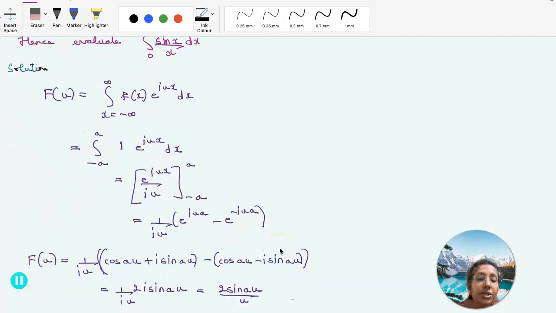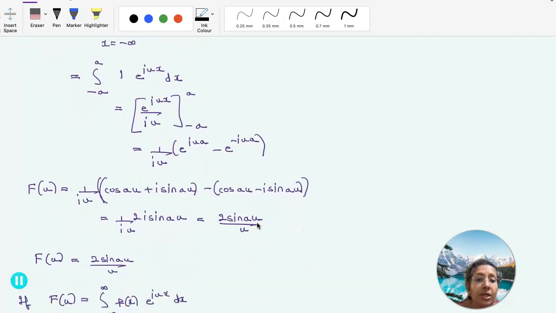So that will be e raised to iux by iu within the limits minus a to a, because the integral of e raised to x is e raised to x. So this is 1 by iu times e raised to iua minus e raised to minus iua. We are substituting the limits here. Now e raised to iua is cos au plus i sin au, and e raised to minus iua is cos au minus i sin au. So simplifying, we get f cap u as 2 sin au by u. Now we have to go back.